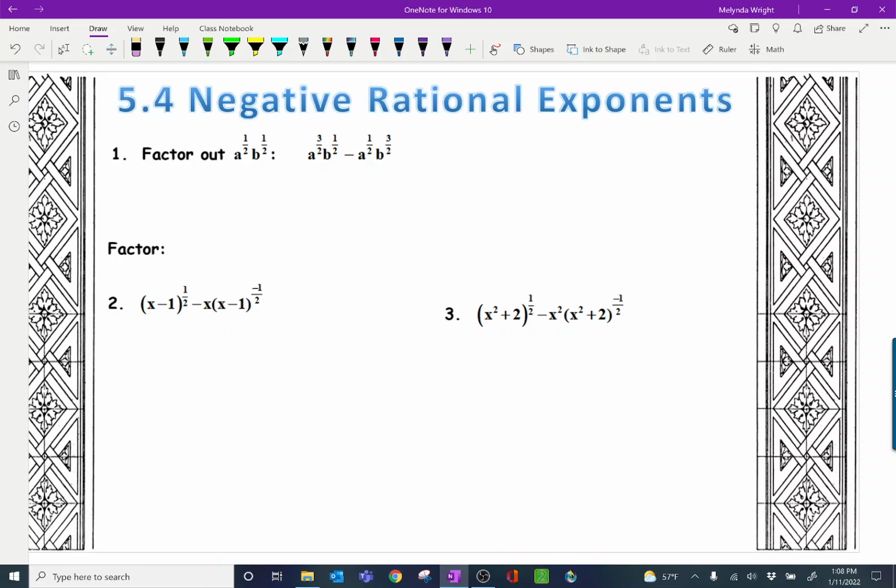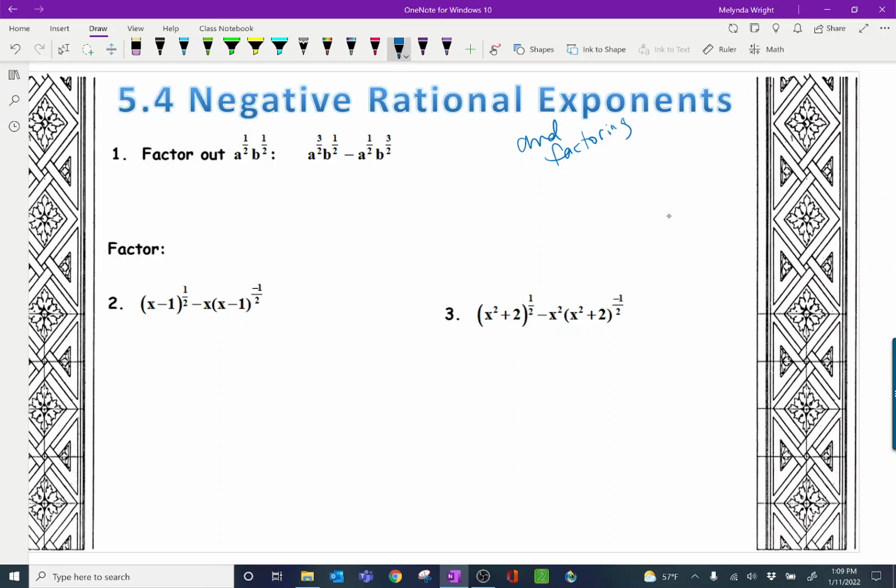All right, let's take a look at today's lesson. So we're going to be working with negative rational exponents. That sounds so exciting, right? We were working with positive rational exponents previously, but the added little nuance here is we're going to be working with negative rational exponents and we're going to be factoring. That's really the key of this lesson: negative rational exponents plus factoring. Okay, so let's work on that.